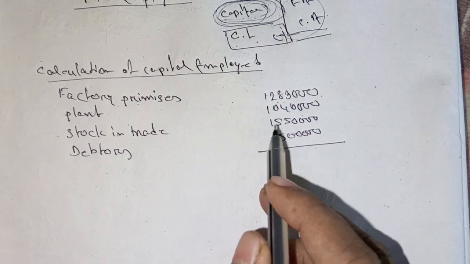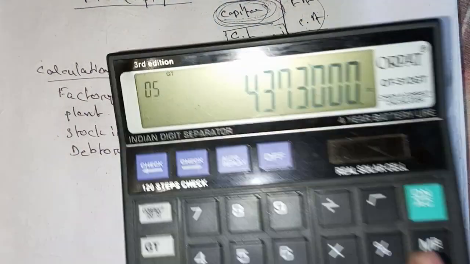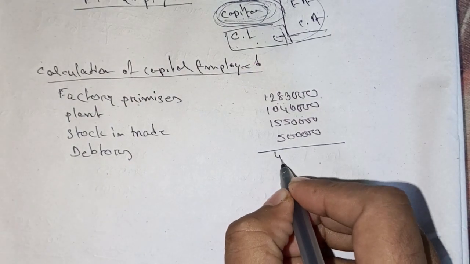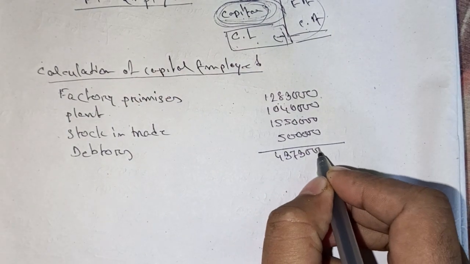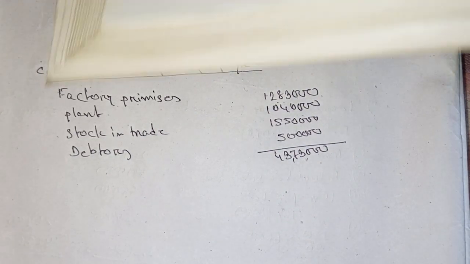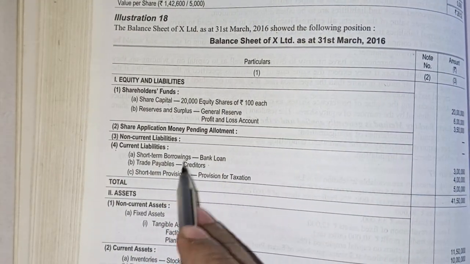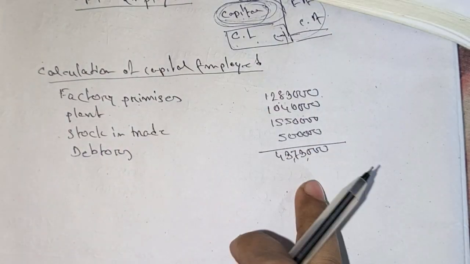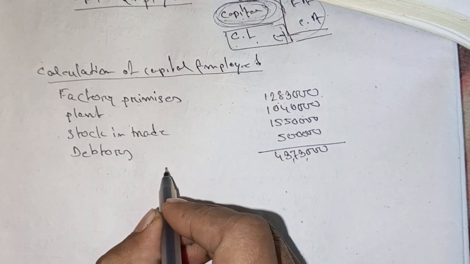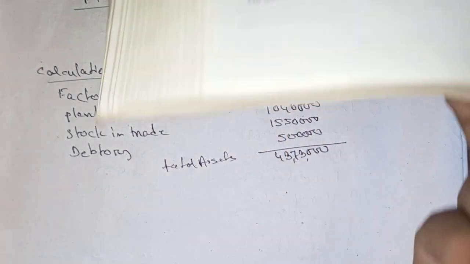So what will be our total assets value? Calculate it. So it will be 43,73,000. Now we'll find our current liability. And it will be decreased from our total asset. We will decrease our current liability from our total asset. This is total asset after considering the additional information.